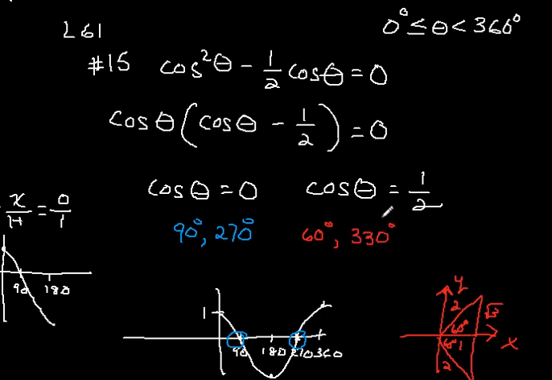And I think that's the right answer for this. Let me just check real fast. Lesson 61. Number 15. 270, that should have been 300. I didn't subtract right. So let me just erase that. So this should be instead 360. Alright, hopefully that answered all your questions.